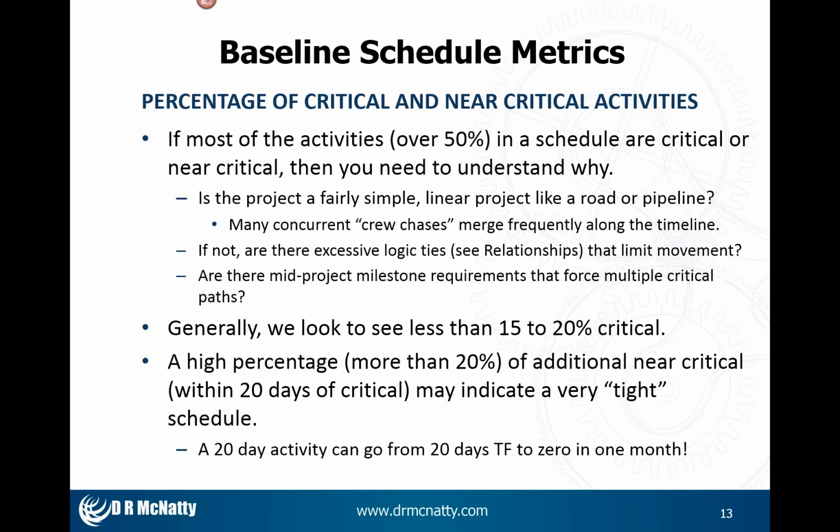So these are things that we want to look at. There could be reasons, good reasons, why most of the schedule is critical or non-critical. We're going to cover excessive logic ties when we go through relationships. Don't forget that if the contract documents include mid-project milestones, those milestone dates could be forcing disjointed critical paths across the project, so you need to look at that. Ideally, less than 15 to 20% of the schedule critical.